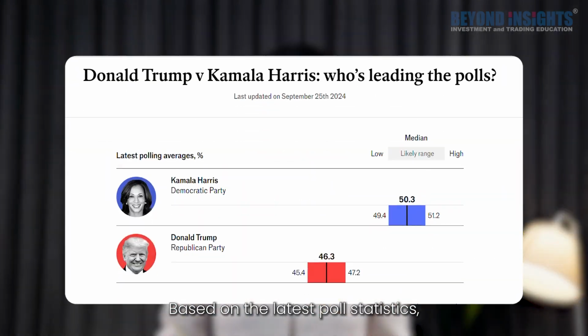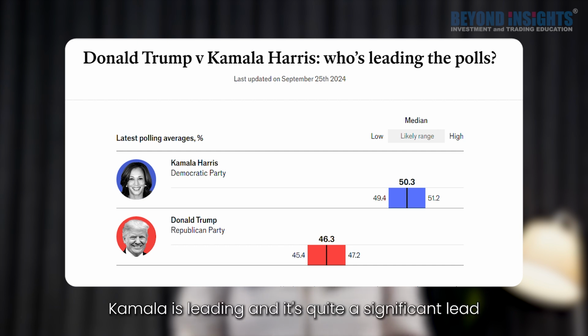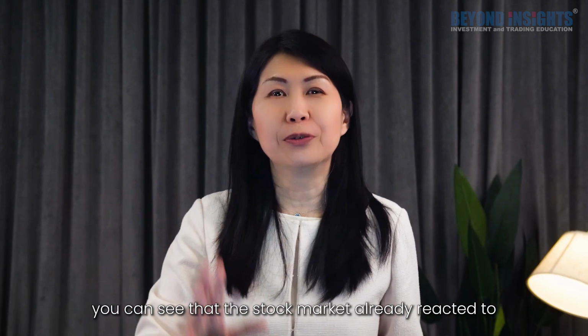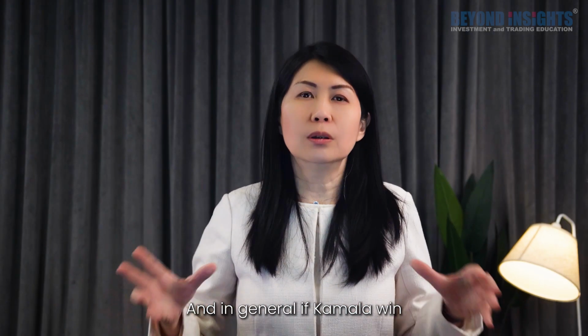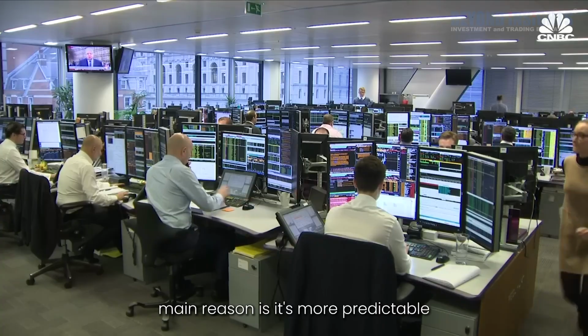Based on the latest poll statistics, as of September 25th, Kamala is leading, and it's quite a significant lead, which is 4 points higher. And that's why you can see that the stock market has already reacted to what is more positive if Kamala wins. And in general, if Kamala wins, it will create more stability for the stock market. The main reason is it's more predictable.